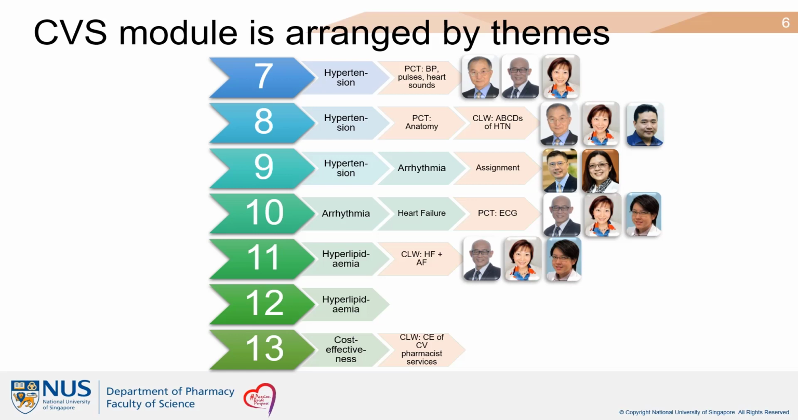Now, by week 11, you're going to again get Prof Wee and I for the CLW, which combines heart failure and atrial fibrillation. And again, Dr. Chang will appear in this particular CLW to be leading you through the cases. And by week 12, you would see Dr. Wee, who will be taking you through chronic coronary syndromes, or CCS. And then by the final week, you will see Prof Wee and myself appear again for the CLW.